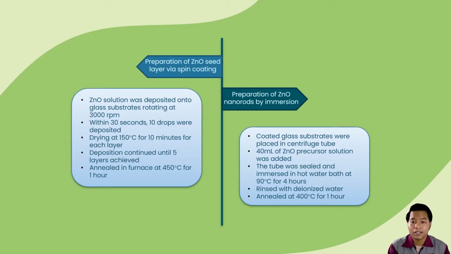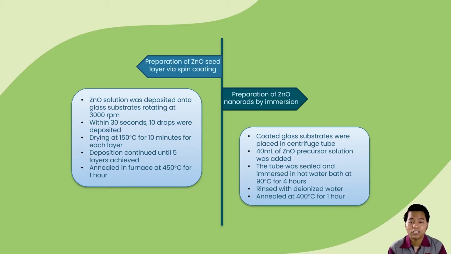Preparation of zinc oxide seed layer via spin coating. Zinc oxide solution was deposited onto glass substrate, which was rotating at 3000 rounds per minute. Within 30 seconds, 10 drops were deposited onto the glass substrate, followed by drying at 150 degrees Celsius for 10 minutes for each layer. The deposition step was continued until 5 layers were achieved, and then the glass substrate was annealed in furnace at 450 degrees Celsius for 1 hour.